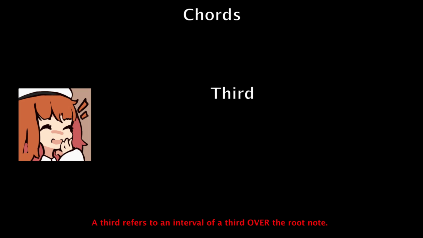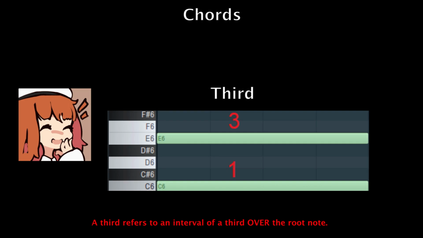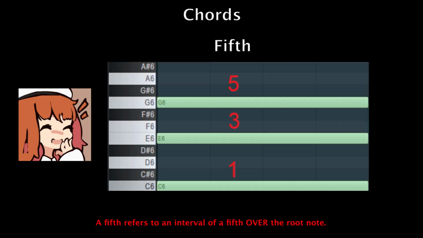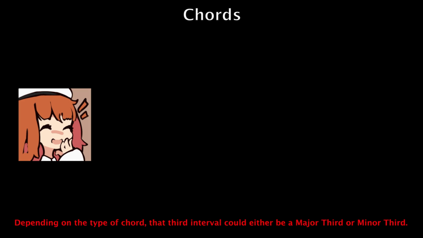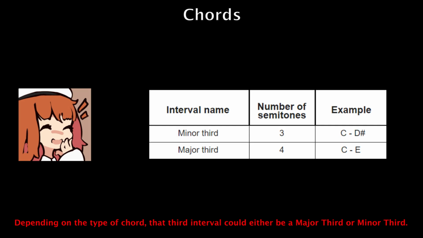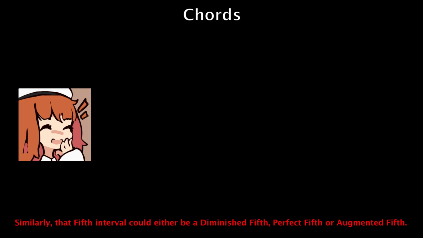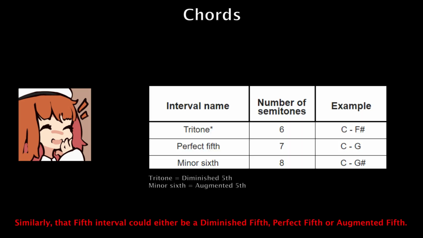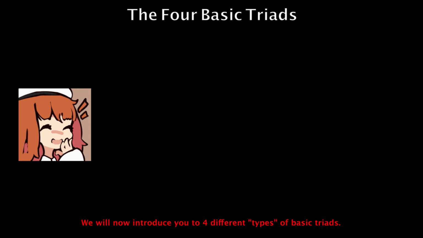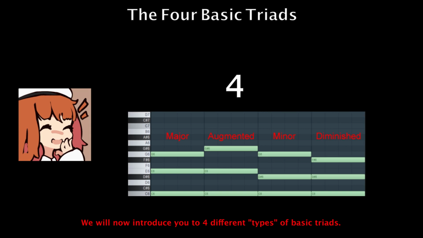A third refers to an interval of a third over the root note. A fifth refers to an interval of a fifth over the root note. Depending on the type of chord, that third interval could either be a major third or a minor third. Similarly, that fifth interval could either be a diminished fifth, perfect fifth, or augmented fifth. We will now introduce you to 4 different types of basic triads.